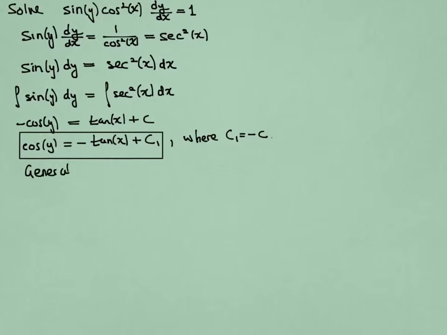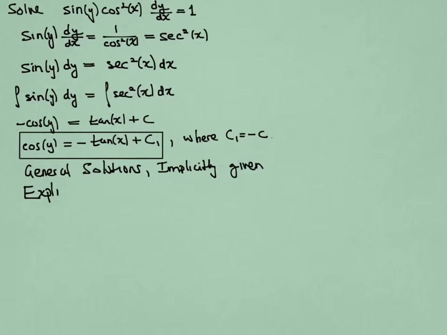There we have the general solution to the differential equation. It's implicitly given because I haven't solved for y at this point. Cosine of y is appearing in the expression. But that does solve the differential equation in the sense that I have a relationship between y and x that has no derivatives in it anymore.